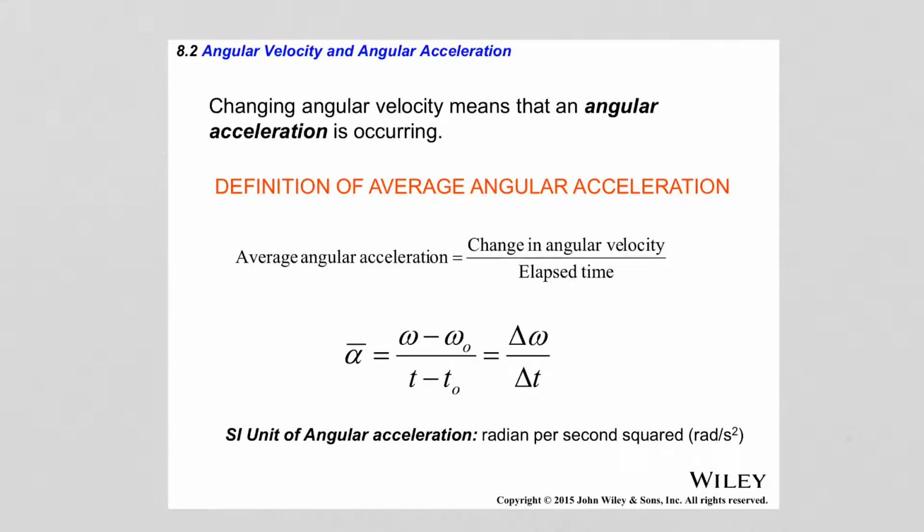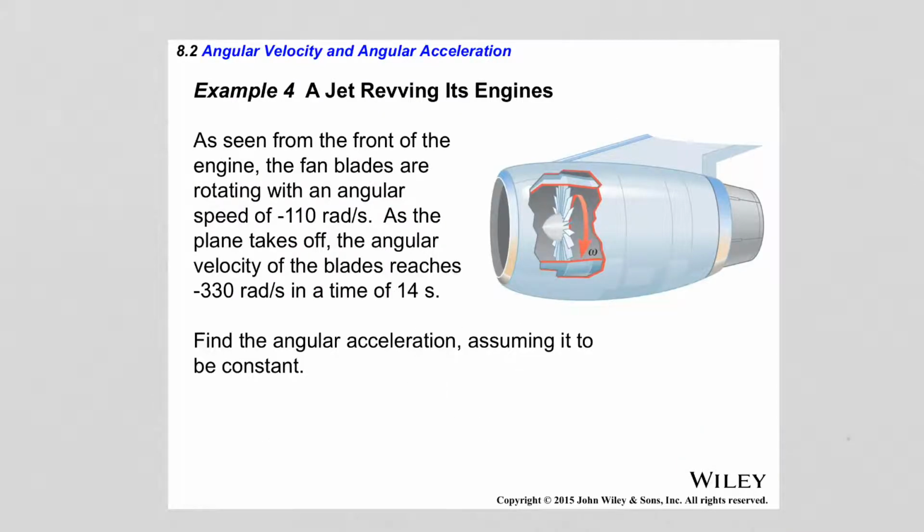The angular acceleration alpha is equal to the change in angular velocity, omega minus omega 0, divided by the elapsed time, t minus t0, or in other words, that is delta omega divided by delta t. The units for angular acceleration are the units for angular velocity divided by the unit of time, so that is radians per second squared. Here's an example that illustrates the concept of angular acceleration.